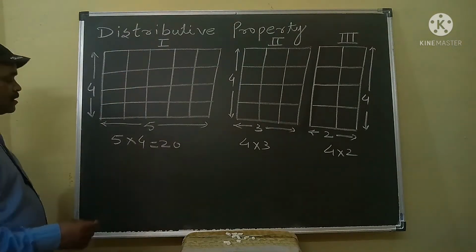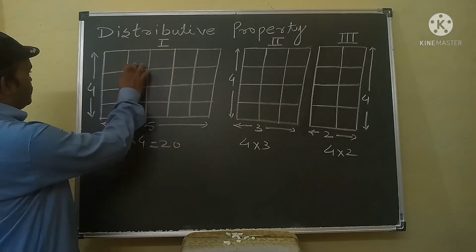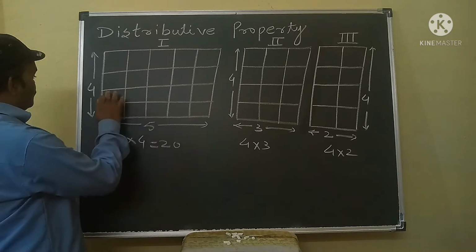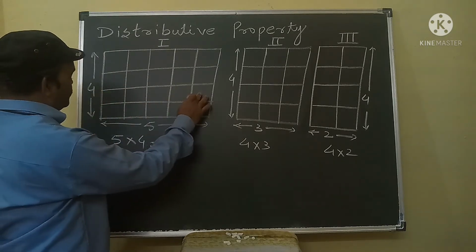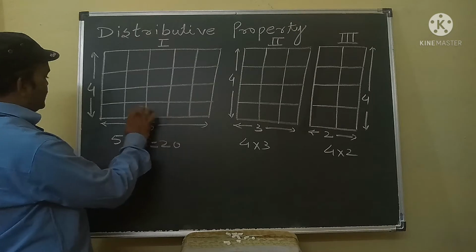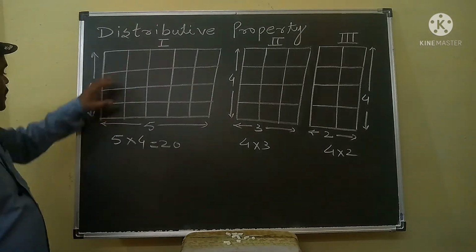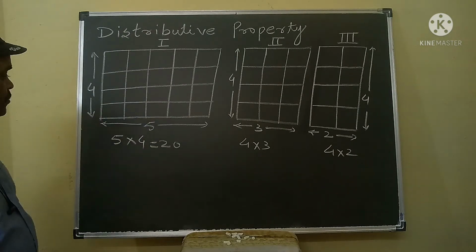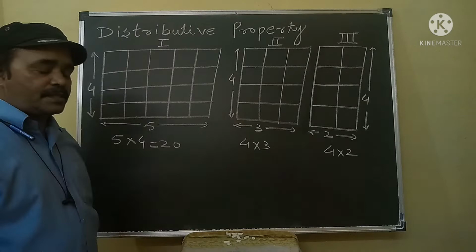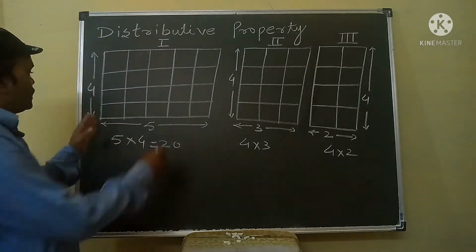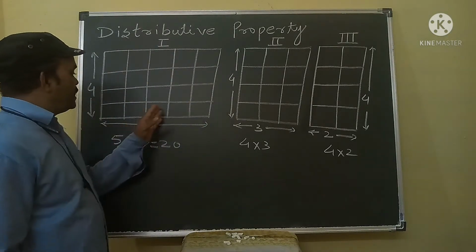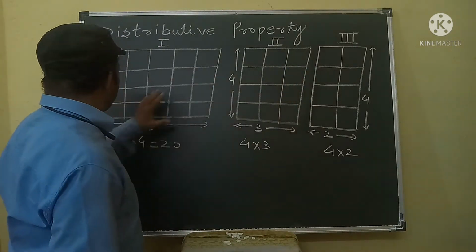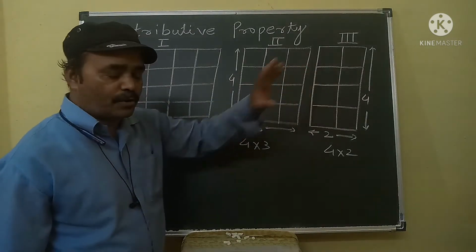Now look here. We count 1, 2, 3, 4, 5, 6, 7, 8, 9, 10, 11, 12, 13, 14, 15, 16, 17, 18, 19, 20. The first block has 20 squares. Now what will we do? This one big block is divided into 2 blocks.